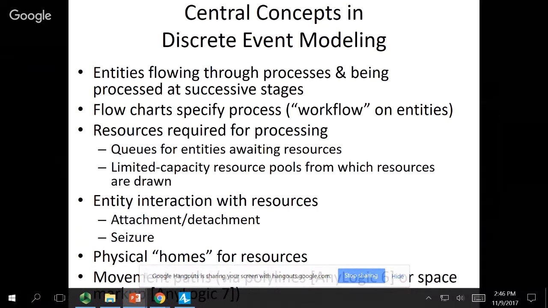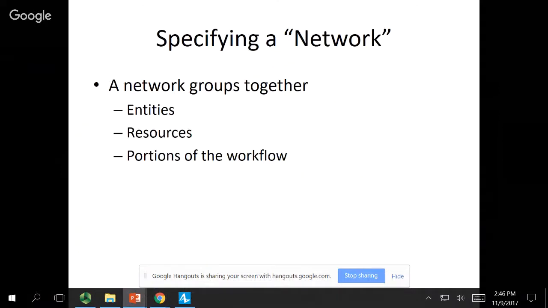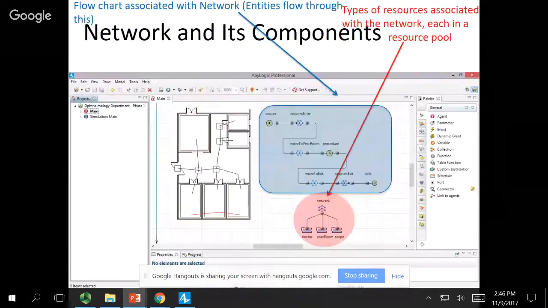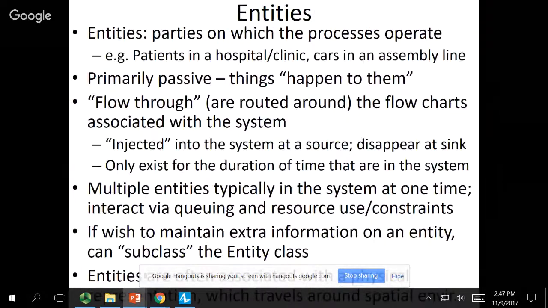seizing them and releasing them, or by attaching and detaching, which will allow them to move together. In many models, we're going to have physical homes for resources in the sense of a physical location and movement paths within a facility. Okay? We're going to see how within this sort of modeling, we can define these workflows, and we can define the processes within the workflows that allow for movement within that context.